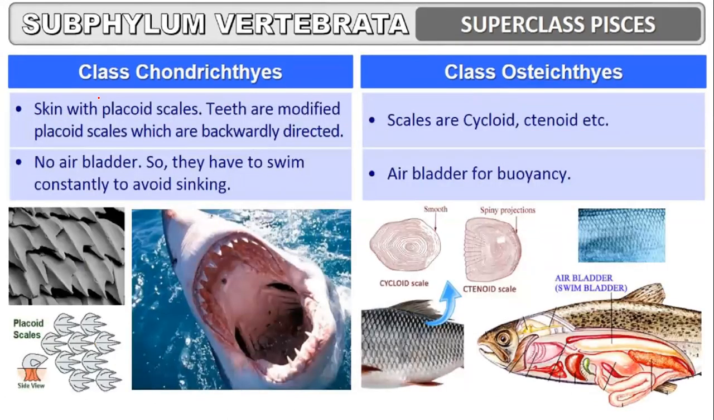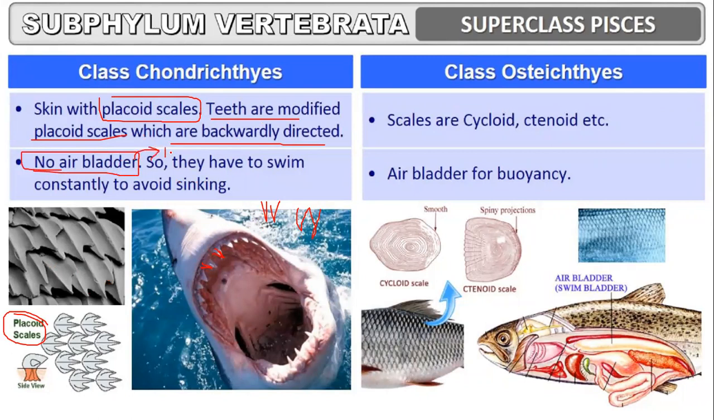Next, the skin is covered with placoid scale. Look, these kinds of scale, placoid scale, cover their skin. Teeth are modified placoid scales which are backwardly directed. Look, they are all backwardly directed. They are not just like this pointed object. They are all actually backwardly directed. And no air bladder is present.